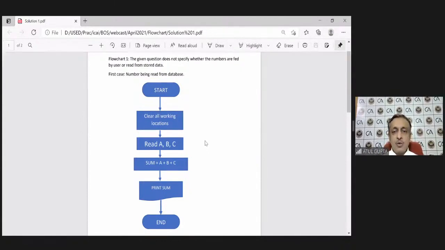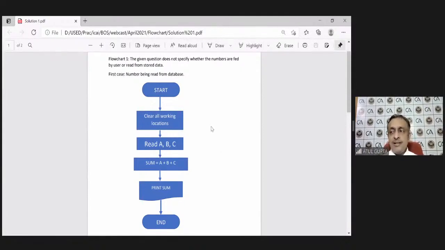So the symbols we need to use: the start button. Then next is a very important mandatory symbol, that is clear all working locations. Just for your knowledge, see why this is important. In a computer, there are memory registers. This has to be done to ensure that all those memory registers having any value are made null so that they don't carry a predefined value. That is very, very important.